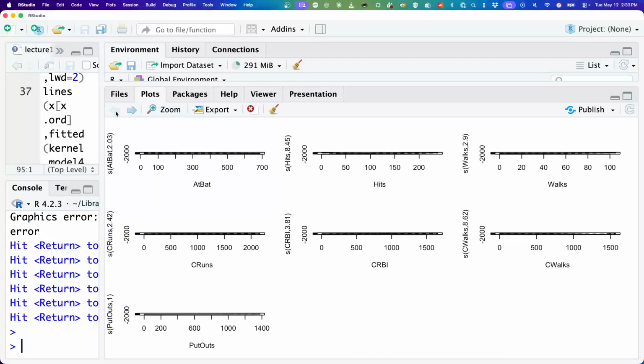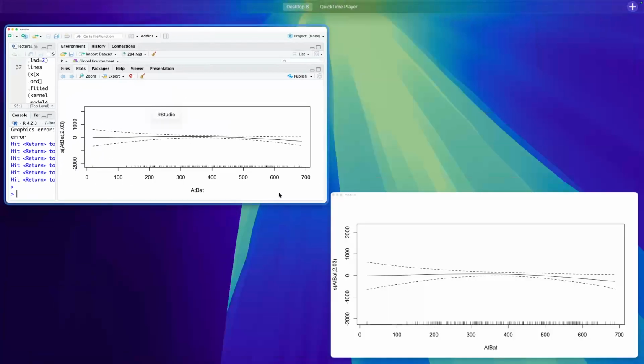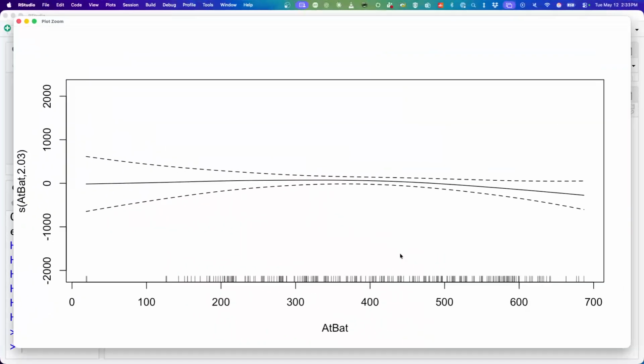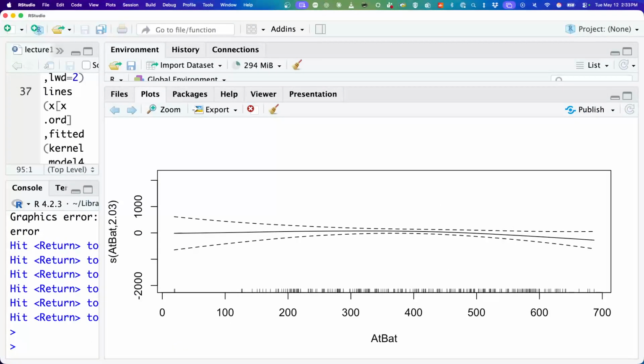Okay, so what are we looking at here? Can I scroll through these? No, I can't. Okay, we'll keep it on here.